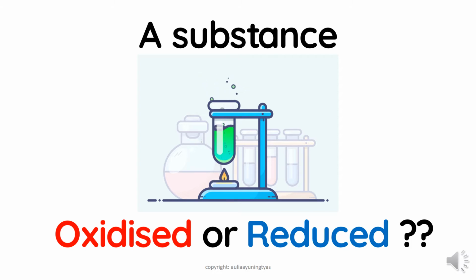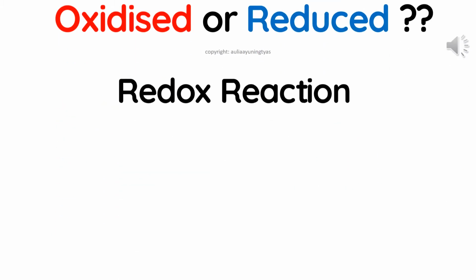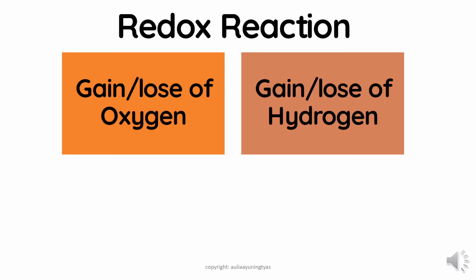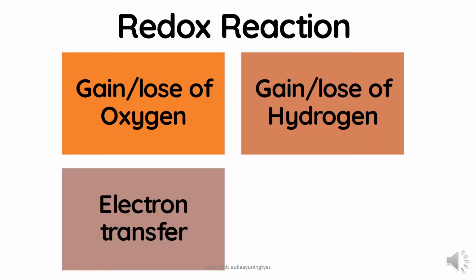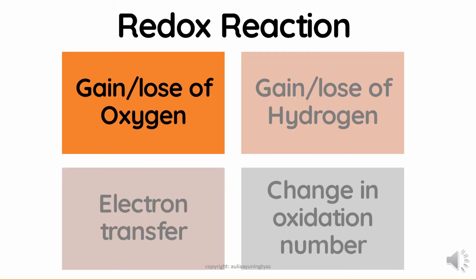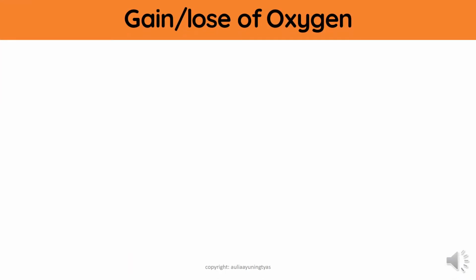There are four ways to determine whether a substance has been oxidized or reduced based on gain or loss of oxygen, gain or loss of hydrogen, electron transfer, and change in oxidation number. So now let's focus on the first one, gain or loss of oxygen.